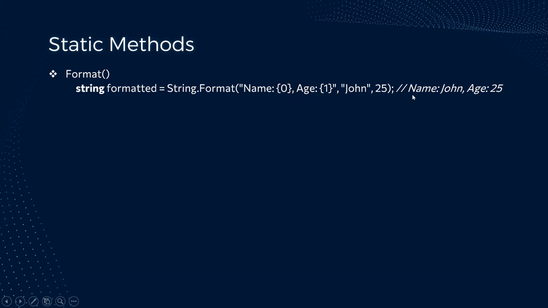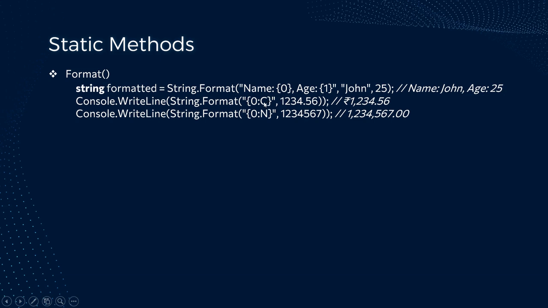So here the output will be Name: John, Age: 25. In place of curly bracket 0, John will be printed, and in place of curly bracket 1, 25 will be printed. So this is string.Format, and it's a static method.